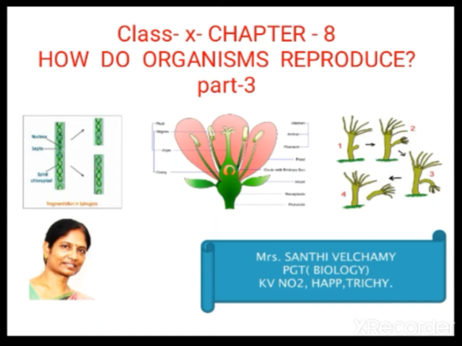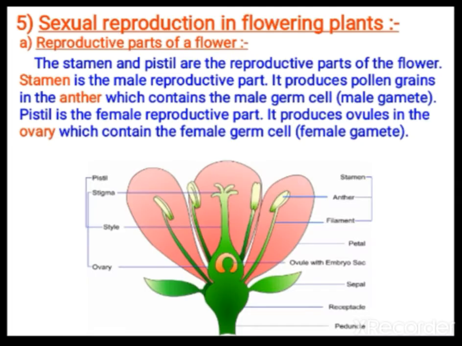Hello children, hope you have studied the previous two biology sessions of chapter 6, how do organisms reproduce. So today let us continue the chapter. Today we are going to study sexual reproduction in flowering plants. So let us study the reproductive parts of a flower.